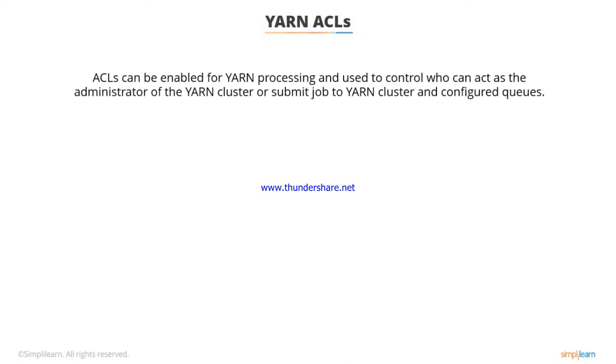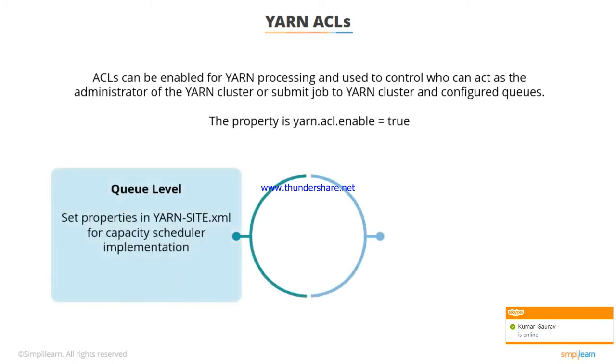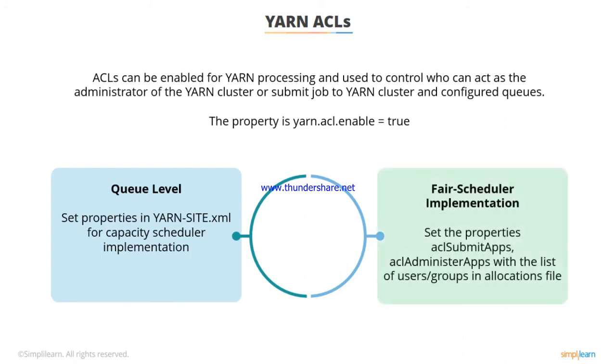ACLs can be enabled for YARN processing and used to control who can act as the administrator of the YARN cluster or submit jobs to the YARN cluster and configured queues. The property is yarn.acl.enable equals true. To control access at queue level for administering the applications or jobs, or submitting applications or jobs, set properties in yarn-site.xml for capacity scheduler implementation. For fair scheduler implementation, set the properties aclSubmitApps and aclAdministerApps with the list of users and groups in the allocations file. The list of users and groups specifies the users or groups that have access to administer or submit jobs.